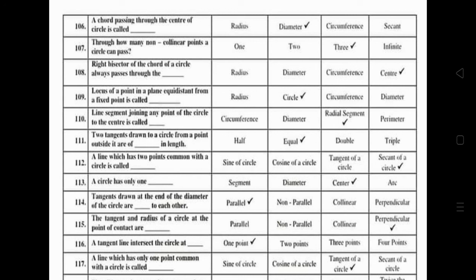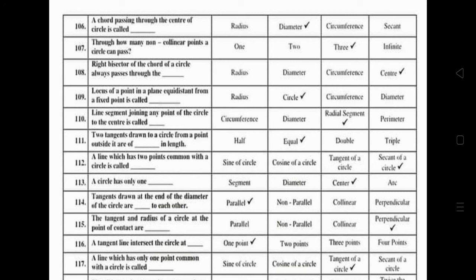Right bisector of the chord of a circle always passes through the center. Locus of a point in a plane from a fixed point is called circle. Line segment joining any point of the circle to the center is called radial segment. Two tangents drawn to a circle from a point outside it are equal in length.